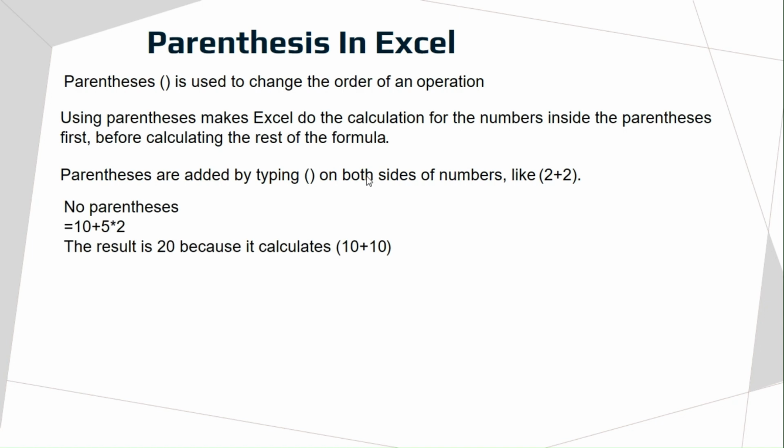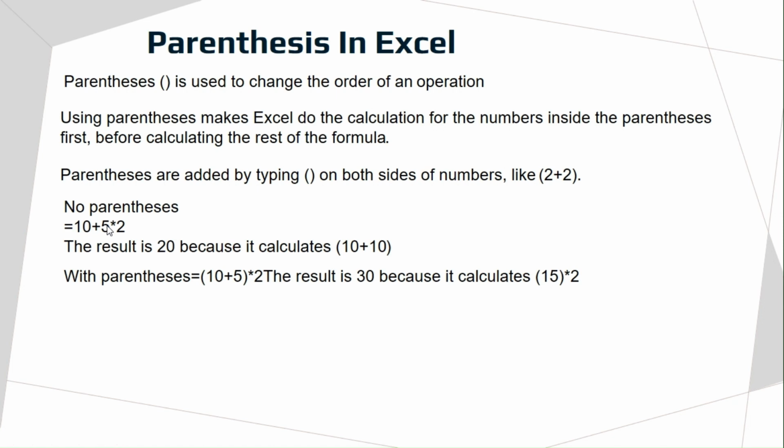Let's take a look at this example theoretically. Without parentheses, when we have 10 plus 5 times 2, the result is 20 because it first multiplies 5 and 2. That gives us 10, then 10 plus 10.